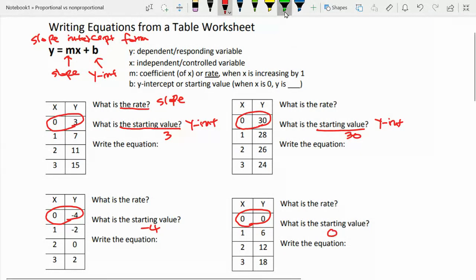So I'm going to highlight. Here I found my y-intercept is 3. This one is 30. That one is -4. The last one is a 0. All right, moving on. Now I need to find the slope.